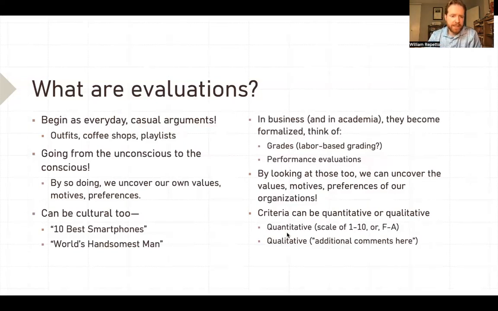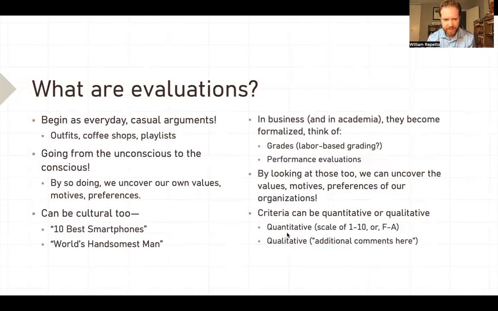So we're always kind of unconsciously making evaluations pretty much everywhere we go, with a lot of the decisions we make. And so with evaluation writing, we want to go from the unconscious level to the conscious level. By doing this, we uncover our own values, get back to the root of the word, our own motives, and our own preferences. And sometimes we can be talking about the values, motives, and preferences of the culture as well.